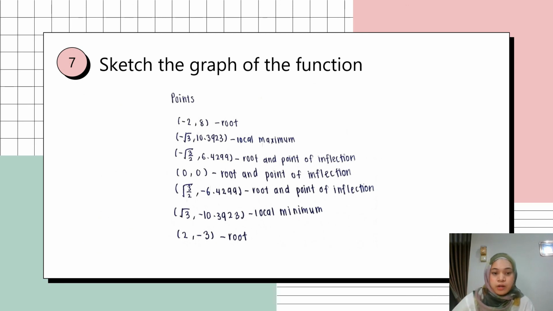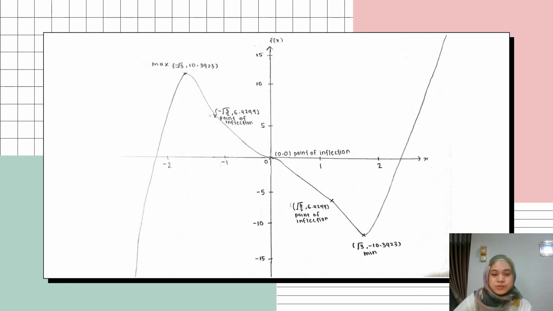After we find all the points, and these are the points that we get, we can sketch the graph of the function. So this is the sketch of the graph that we get based on the points that we found before.